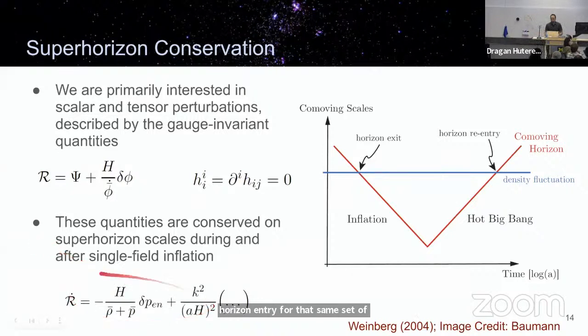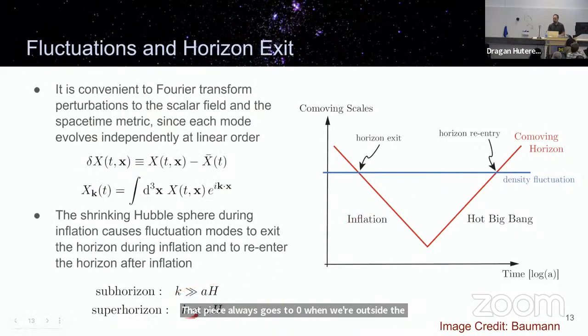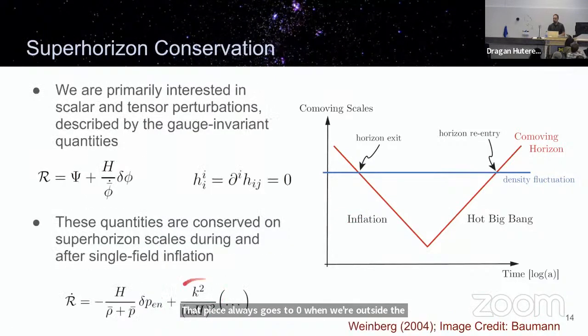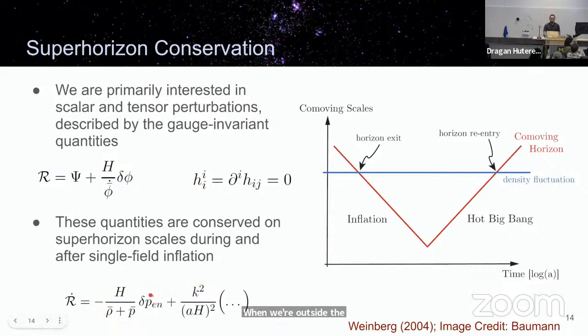Now you'll notice here that this R dot is not written as 0, but as some complicated function. This thing on the right, k squared over a H squared, always goes to 0 when we're outside the horizon, because outside the horizon means that k is much less than aH. So this quantity is suppressed in all models of inflation outside the horizon. This other piece is proportional to the quantity delta P entropic, which is always guaranteed to vanish in single field models of inflation.